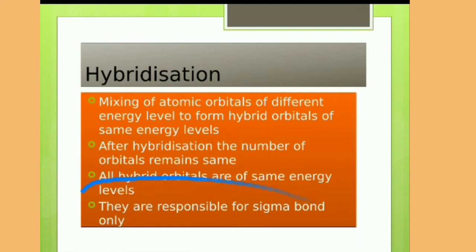They are responsible for sigma bonds only. This is the most important term. I will explain later in the videos what sigma bond and pi bond are. This is not required for the VSEPR theory, and I will explain it later in the chapter. We just simply learn this point: they are responsible for sigma bonds only.